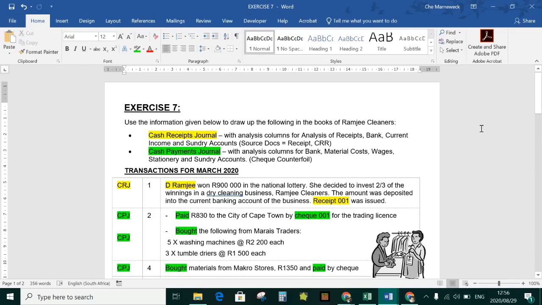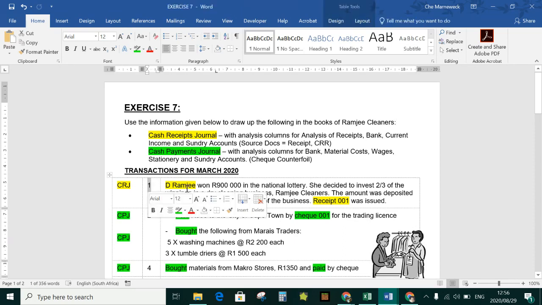Okay, so this is video 2 for exercise 7. We are looking at recording the transactions that we have already decided go into the cash receipts journal. So we start with our very first transaction on day 1, and we need to decide what the source doc is, and they tell us in this transaction that it's receipt 001 being issued.